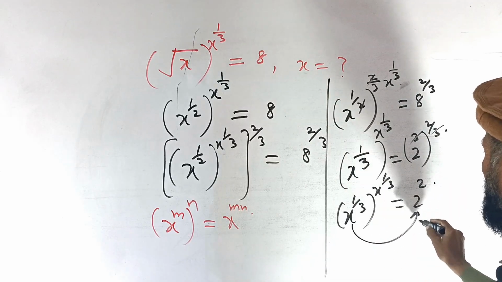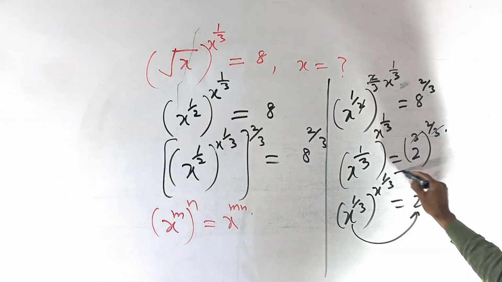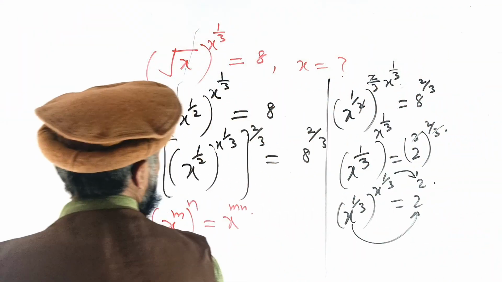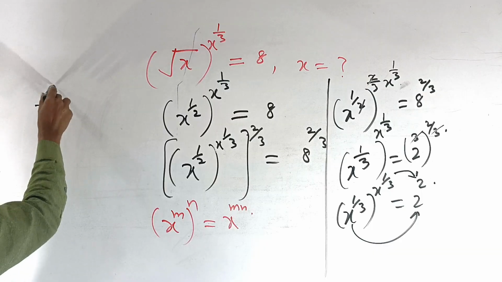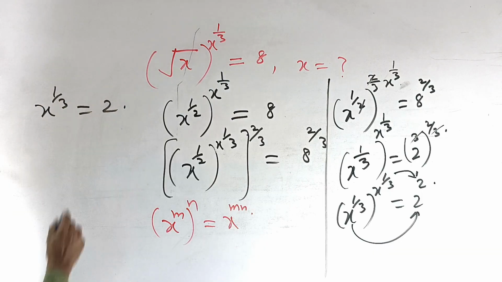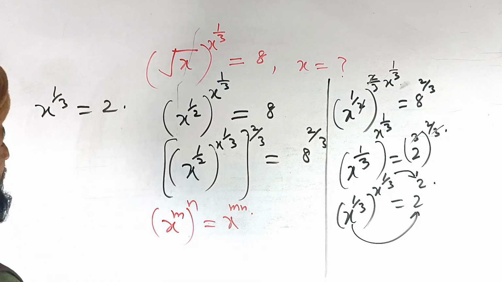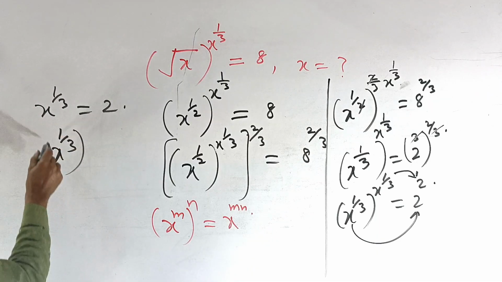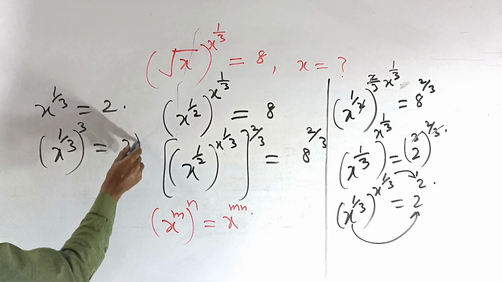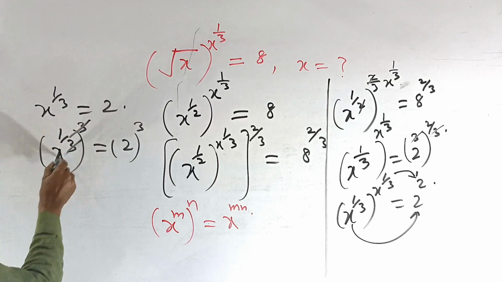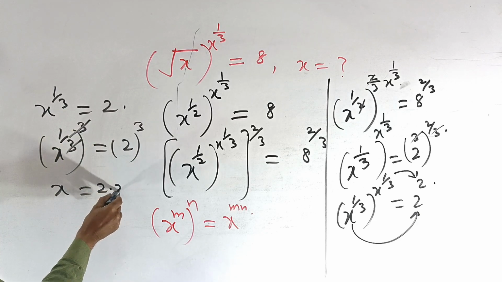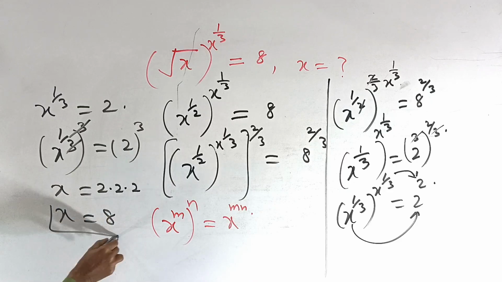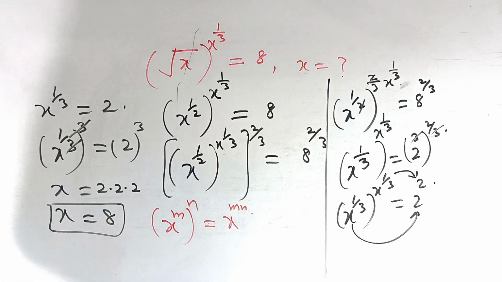Now if we compare the power we get the same result, and if we compare the base we get the same result. So comparing now the base, x^(1/3) is equal to 2. Now we try to finish this result. We are taking cube on both sides, so we get here 2 cube, both are cancelled, and x is equal to 2 three times, it means that x is equal to 8. So our solution is x is equal to 8.